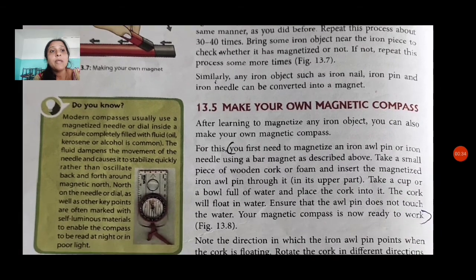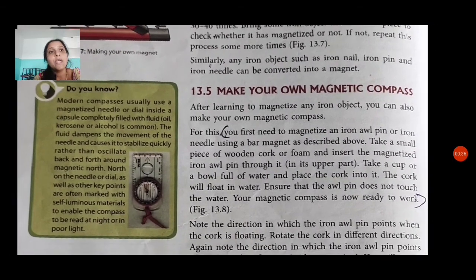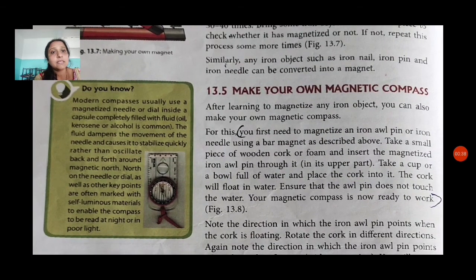Now make your own magnetic compass. After learning to magnetize any iron object, you can also make your own magnetic compass. For this, you first need to magnetize an iron pin or iron needle using a bar magnet as described above. Take a small piece of wooden cork or foam and insert the magnetized iron pin through it.